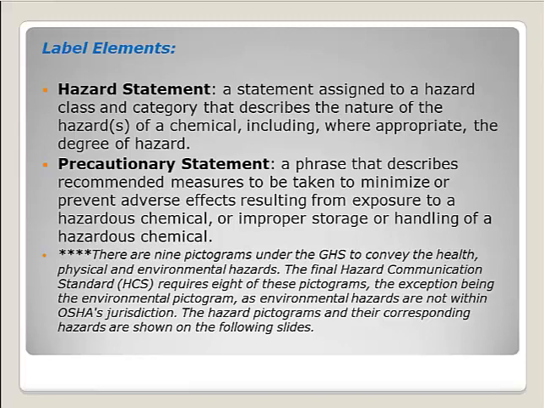Hazard statement. This is a statement assigned to the hazard class and category that describes the nature of the hazards of the chemical, including, where appropriate, the degree of hazard. An example might be, may cause liver and kidney damage. You'll actually see that written into the statement as well.